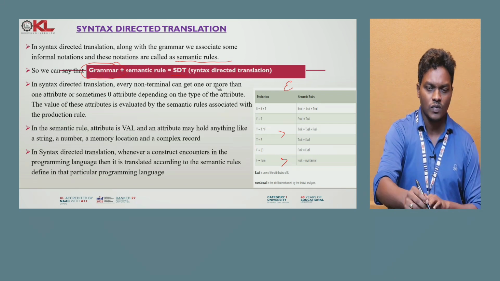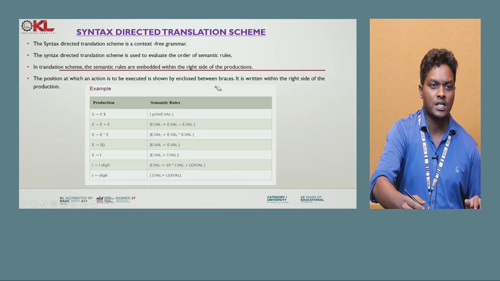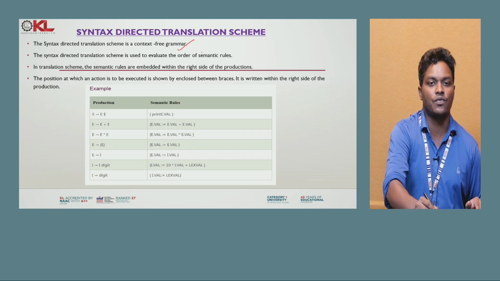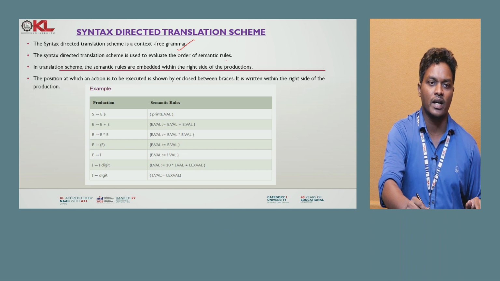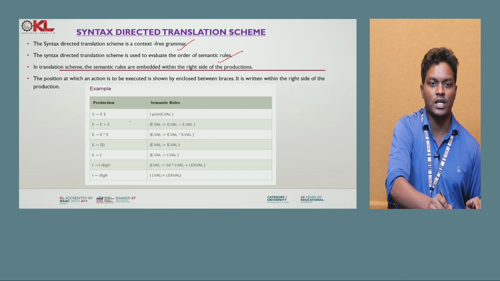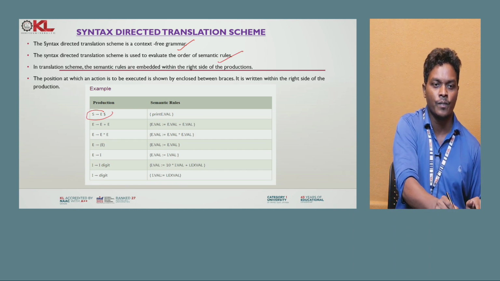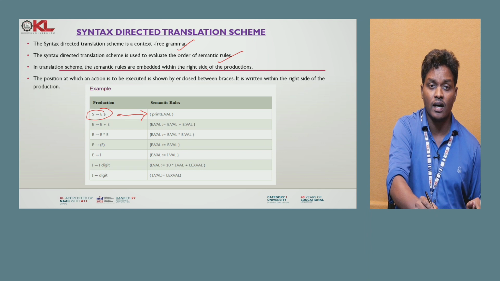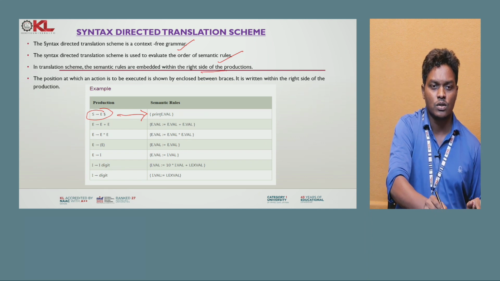Next. So given a grammar, a syntax directed translation scheme is a context free grammar, and it is used to order the semantic rules. So if we execute this particular production, we have to apply this particular semantic rule. Next, in a translation scheme, the semantic rules are embedded in the right side of the production.